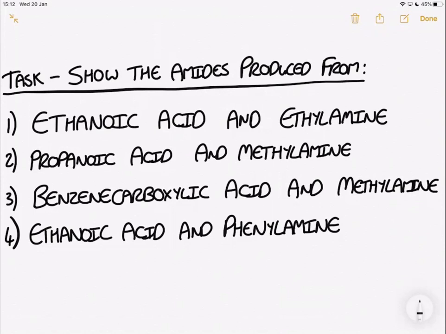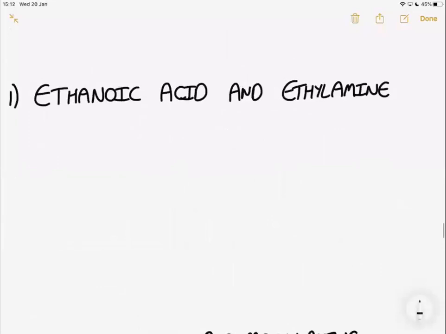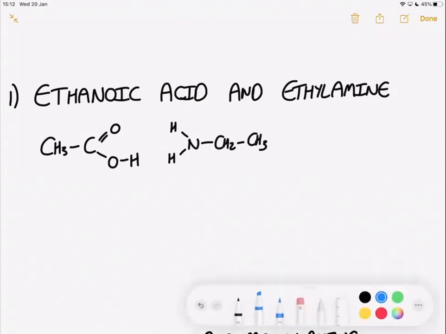Right then, so no solutions for this just yet because I want to talk through it a little bit, all right? There's your ethanoic acid. There's your ethylamine. Okay, and this is what I meant by face the two molecules against each other. Quick reminder that you're going to get rid of water from here in order to link the two molecules as an amide.